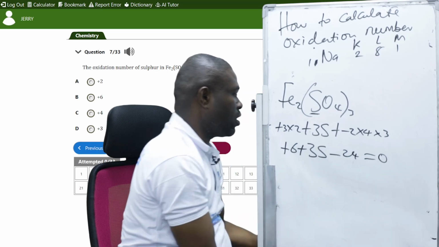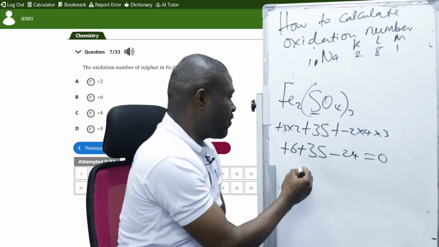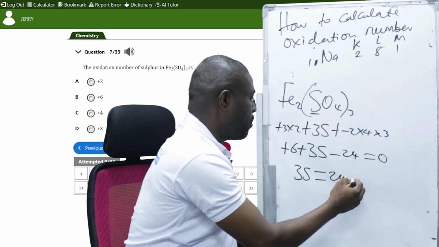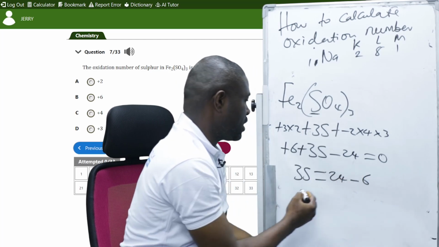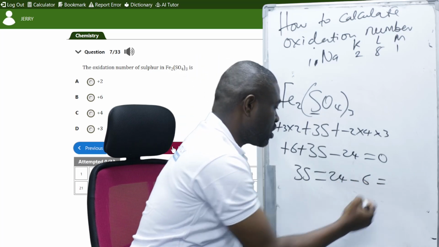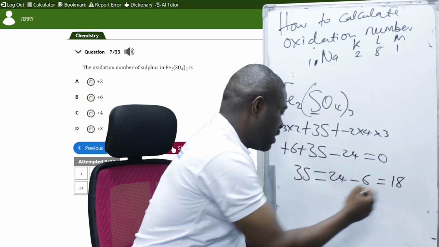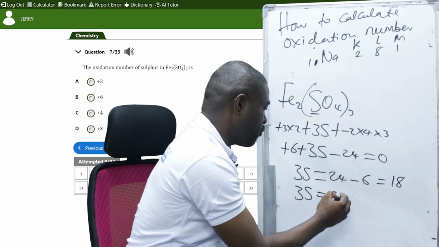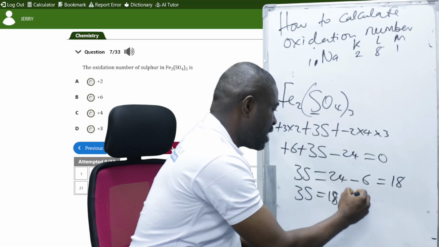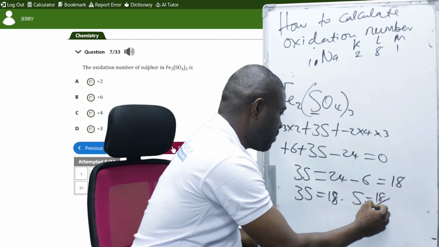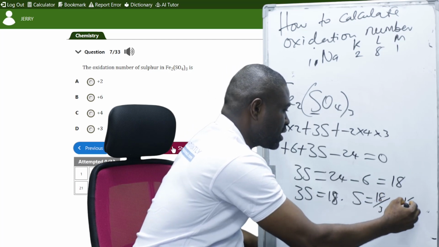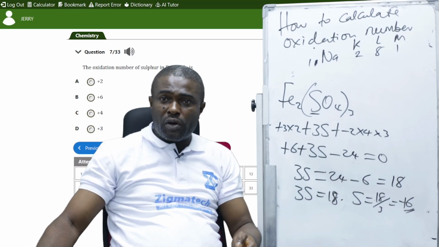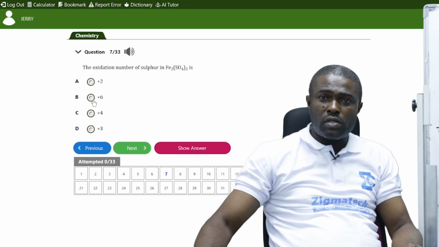All of it equals 0. So what do I have? I have 3s equals 24 minus 6, which is 18. That means I have 3s equals 18. If you make s the subject of the formula, s becomes 18 divided by 3, which equals plus 6. So the answer we have on the board there is plus 6, which is option B.